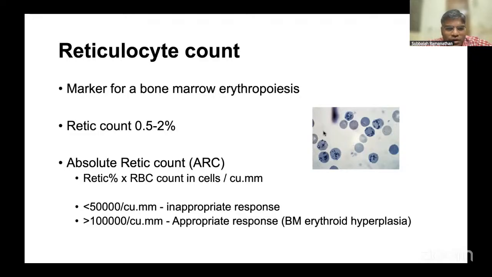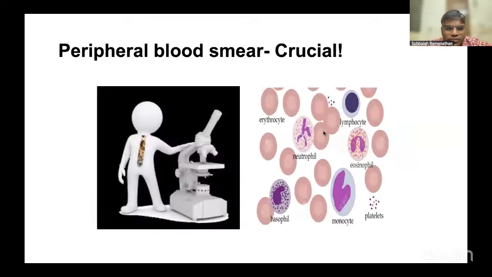The factory is in a pathological state. It could be fibrosis, infiltration, dysplasia, or aplastic anemia. When it's more than a lakh per cubic microliter or cubic millimeter, if the response is appropriate, the bone marrow will just show you erythroid hyperplasia, and nothing more will be there on the bone marrow examination. So the peripheral smear, we have discussed, is the crucial part of the evaluation of anemia.